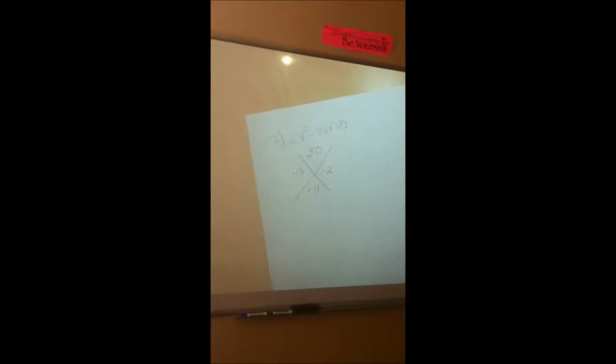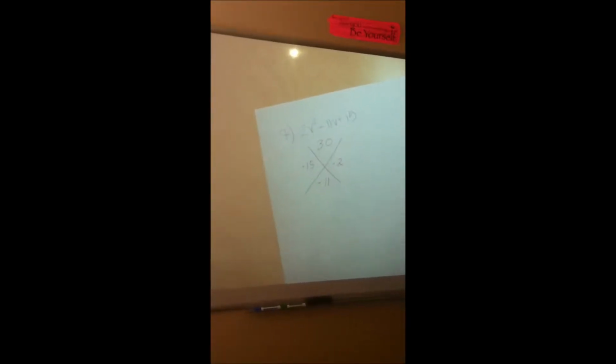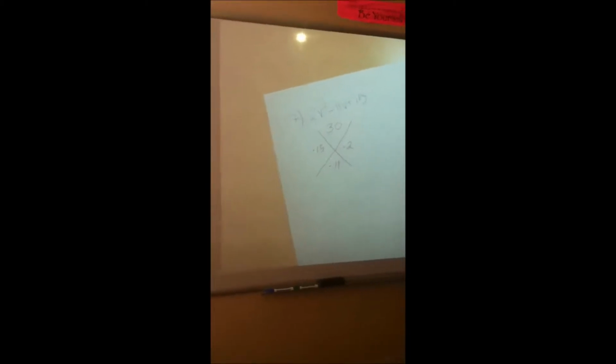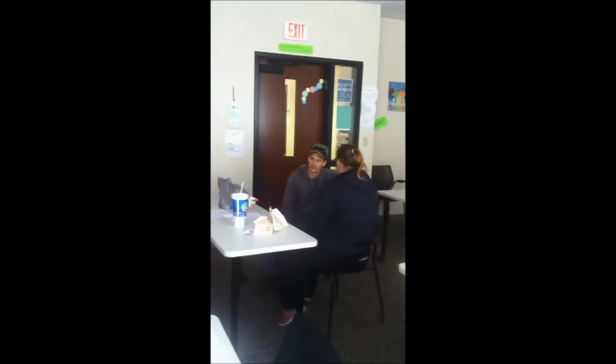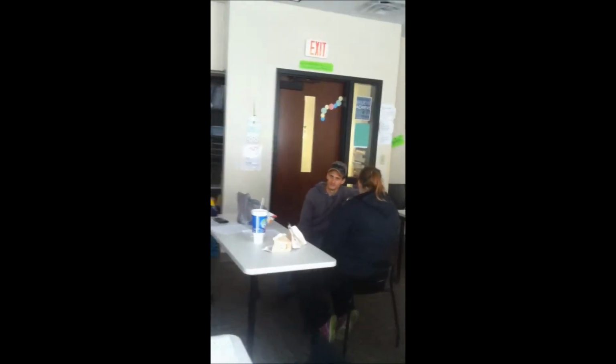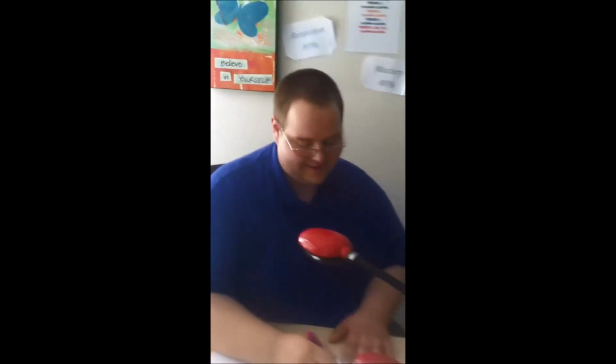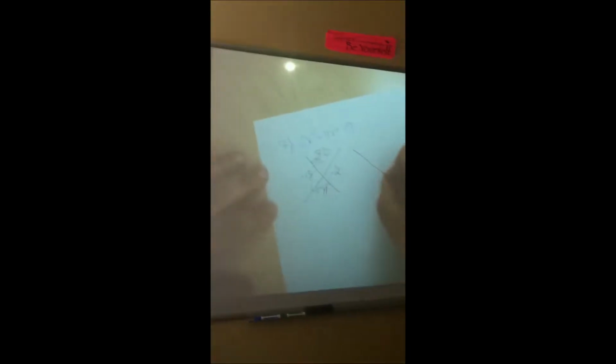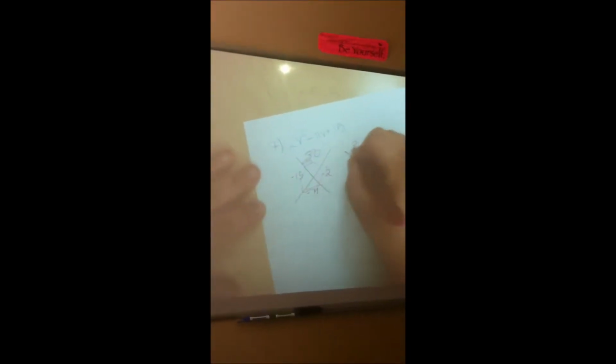Well, negative 15 and negative 2, when we add them together, they don't equal negative 11. That's the only problem with that. What do they equal? They equal negative 17. Oh, snap. So we have to kind of start all over here. Okay, 30. Negative 11.